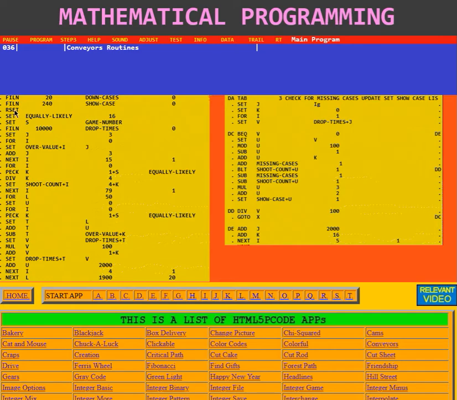Then it does a reset to the probability distributions because this is initializing the start of the game, so it wants to start all the probabilities at the beginning again. So the game is exactly like it was before. Then it says set equally likely to 16. It's going to use that down here for its equally likely probability distributions.